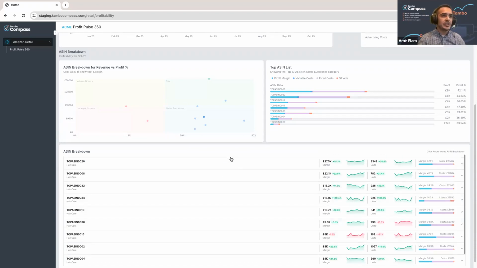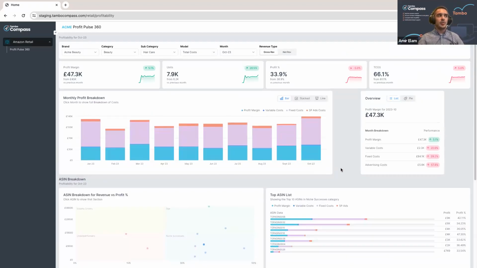Why we believe this is powerful is because what it does is extract automatically all the data from your Amazon backend, and you could check this every month to see where you stand.